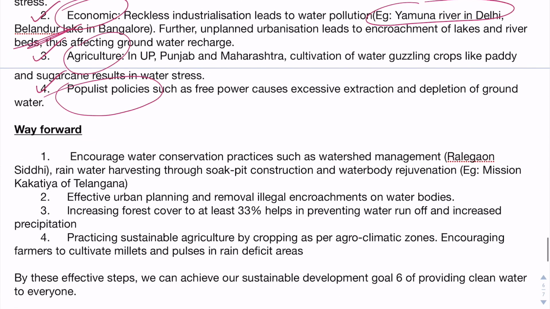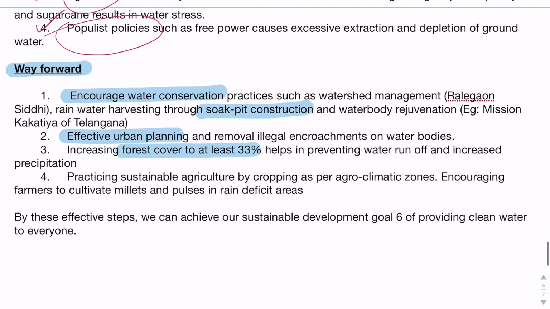And then finally you conclude with a way forward, listing down 3-4 points which include water conservation, check dam construction, effective urban planning, increasing forest cover, etc., which are the solutions to the problem of water stress. And finally end the answer with a line on Sustainable Development Goal number 6 of provision of clean water to everybody to wrap up your answer.